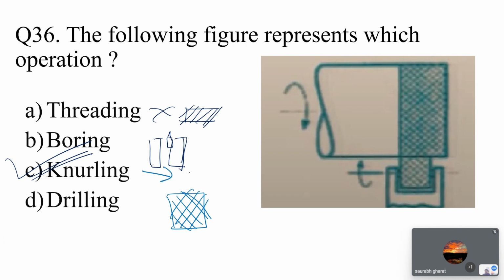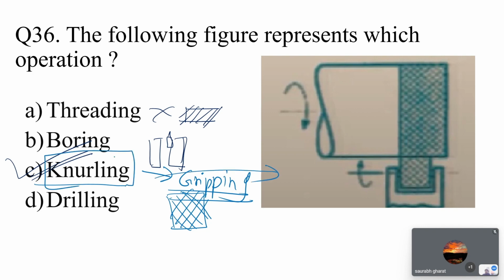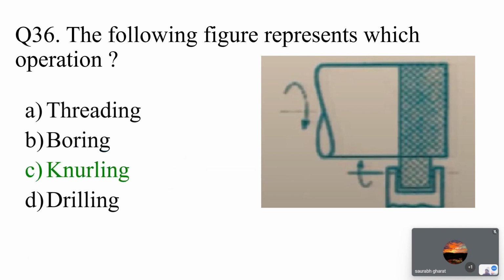What is the reason for gripping? You are going to take hold of the surface. So this is a knurling process, and this is actually the knurling process. This will be the correct answer. It will be shown here. What will be the correct answer? Exactly, knurling will be your correct answer. It is a knurling operation.